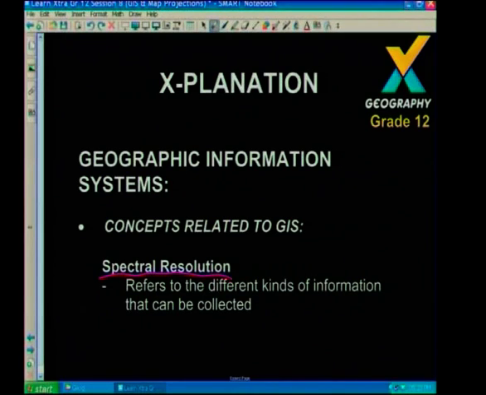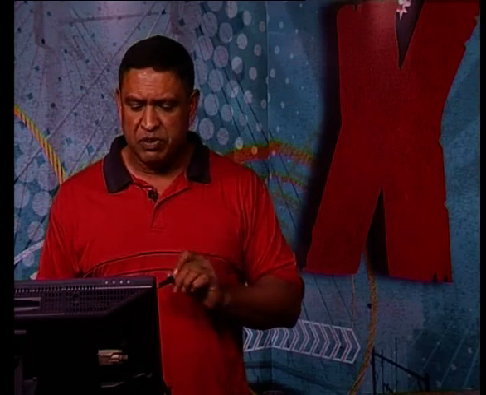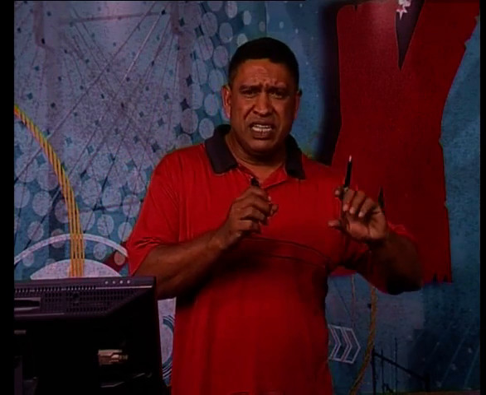Then we look at another question with regards to spectral resolution. It refers to different kinds of information that can be collected. All right, we'll get various types of information. I will be coming to that at a later stage in terms of looking at the different types of information that can be collected. You can get information regarding the landscape in terms of the gradient. You can get information regarding the vegetation. So there's various types. Spectral resolution.